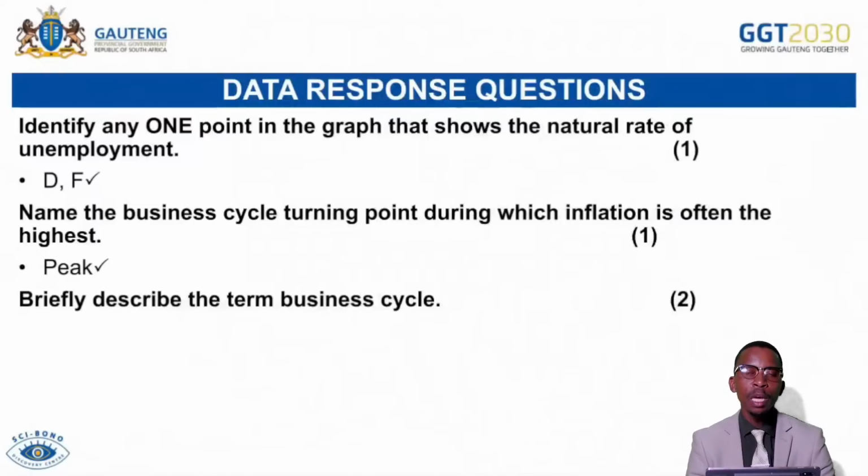Name the business cycle turning point during which inflation is often the highest. Then we check. That's a peak. Remember, we have 2 turning points, the upper one and the bottom one. Upper one is peak, bottom one is trough.